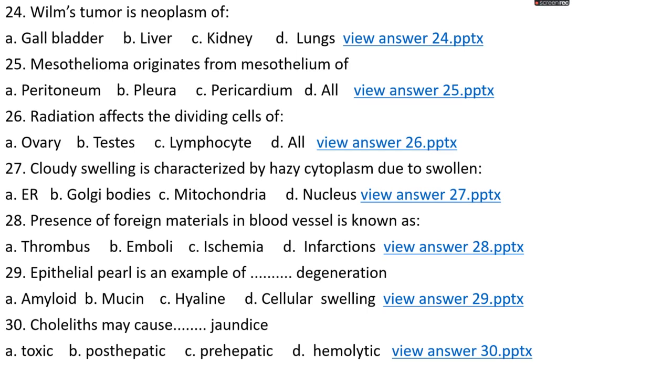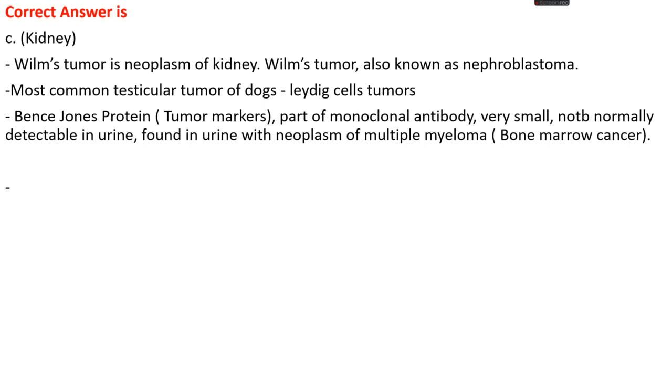Okay. Question number 24. Wilms tumor is a neoplasm of option A, gallbladder, option B, liver, option C, kidney, option D, lungs. The right answer is option C, that is kidney. Wilms tumor is a neoplasm of the kidney. This Wilms tumor is also known as nephroblastoma. Nephro stands for kidney.